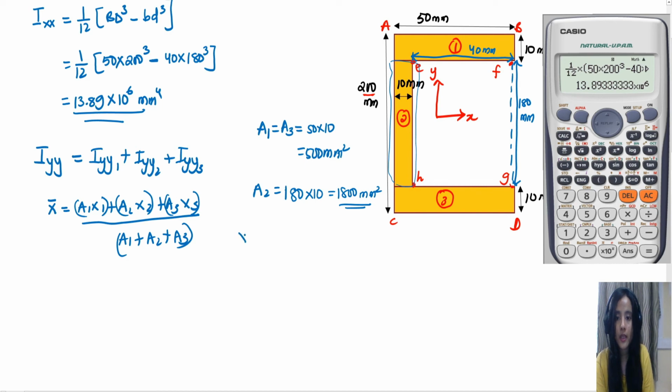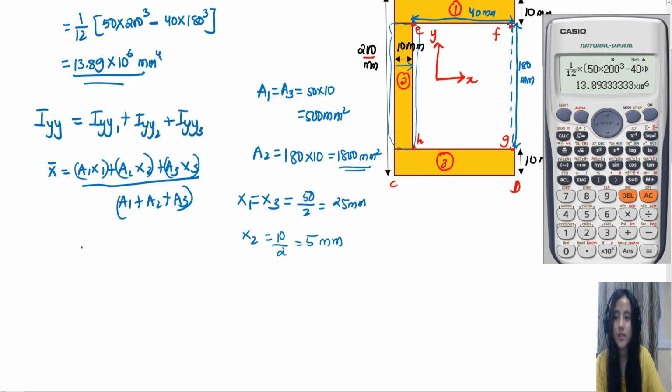So I've got my area. Now let us find x1. Again, x1 will be equal to x3 because they have the same dimension. So x1 will be equal to x3 and it will be equal to 50 divided by 2. So this will be coming equal to 25 mm. And my x2, the width of section 2 running along the x direction, is 10, right? So it will be 10 by 2. It's coming 5 mm.